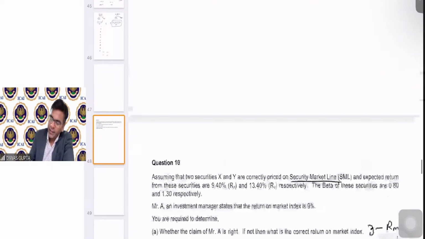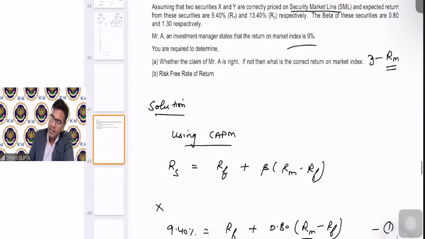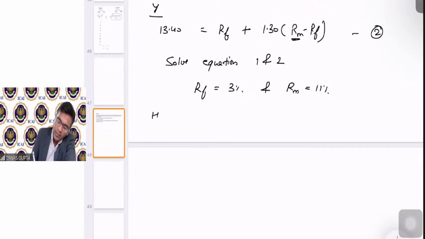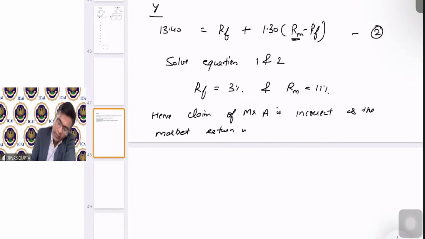What is Mr. A saying? He's saying that the market index is 9%. So hence, the claim of Mr. A is incorrect as the market return is 11%.